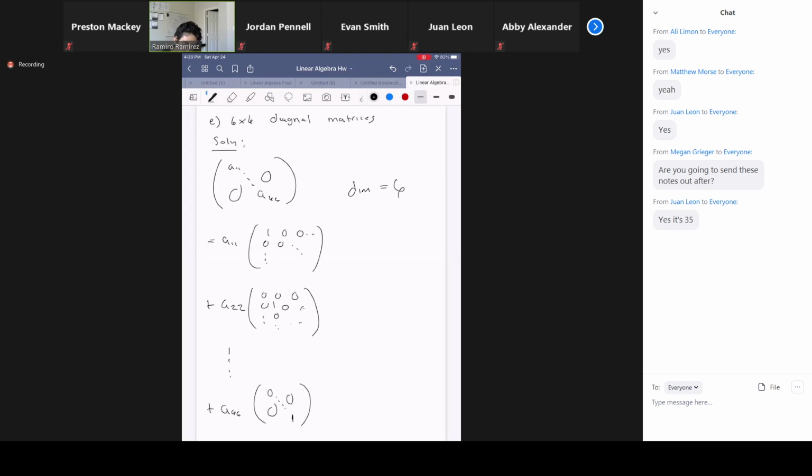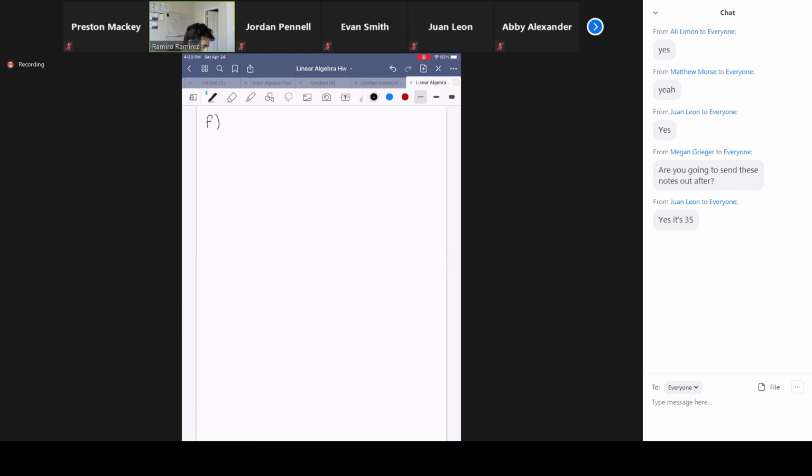What about F? Well, the vector space of 4 by 4 lower triangular matrices.